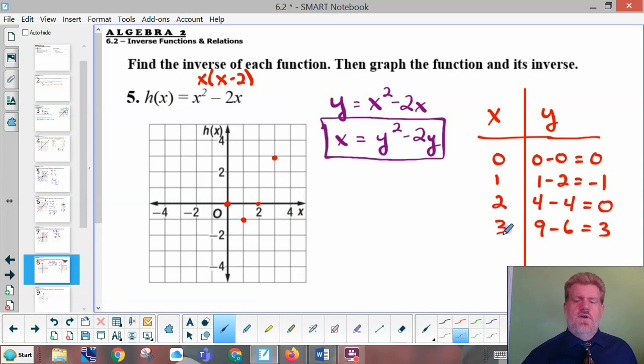Let's go the other way. What about negative 1? Negative 1 squared is 1. 2 times negative 1 is negative 2. 1 minus negative 2 is 3. And that kind of makes sense, because you know it's symmetrical. The vertex is 0, negative 1, and it's symmetrical.